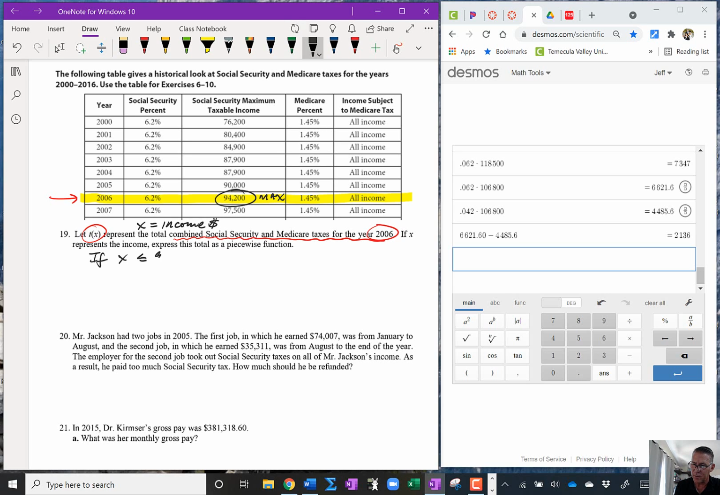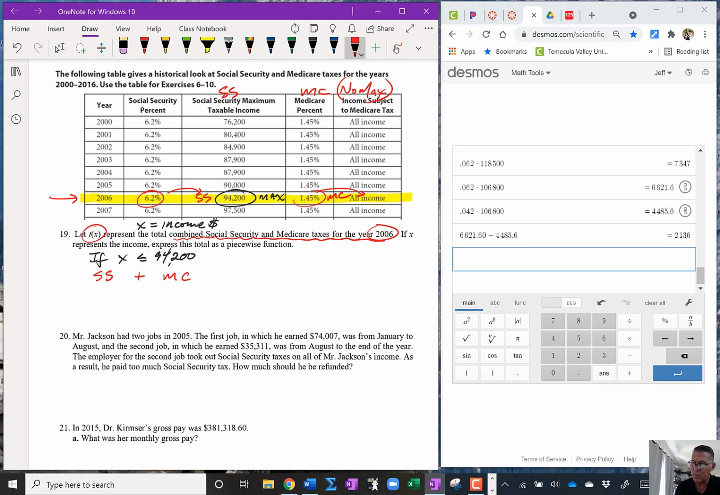So the amount of tax that you have to pay on Social Security is always a percentage times the total. So it's 6.2% times this total here. So again, this percentage, 0.062, times whatever X is, less than or equal to 94,200. So times X, plus whatever the income is times 1.45%, which as a decimal is 0.0145. And again, you take the percentage times your income, where X stands for your income. Now, this is only true if X is less than or equal to 94,200.